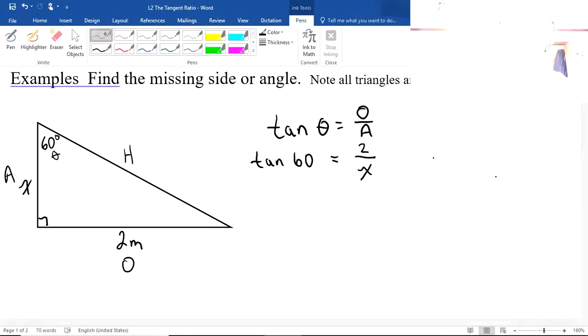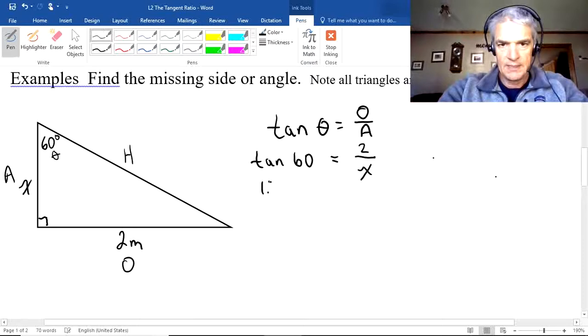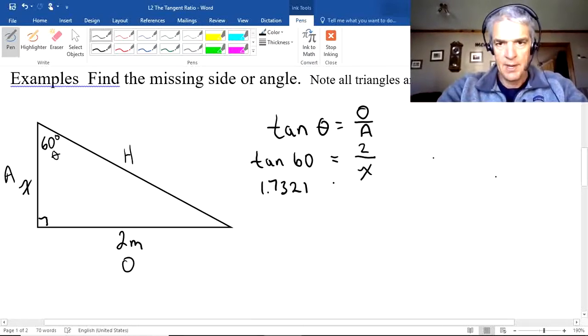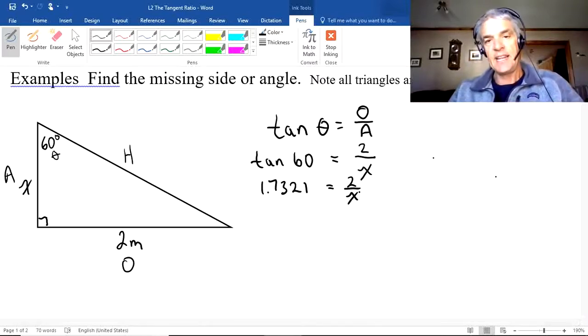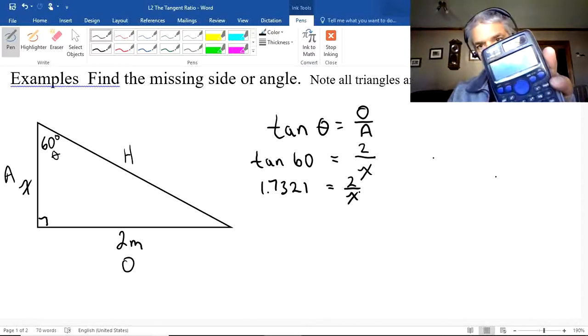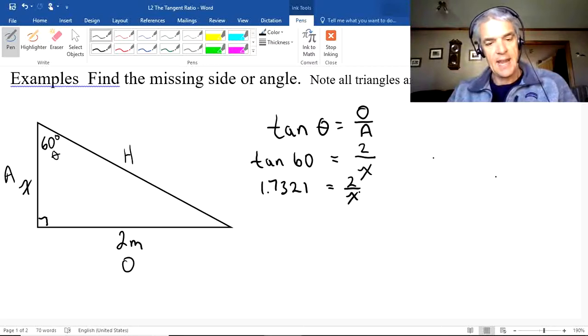Gotta get my pen back on. 1.7321 equals 2 divided by x. That wasn't that hard. How else could I have done it? I can do tan 60 in my calculator, right? I can just write tan, type in, cleared my calculator, tan 60 equals.